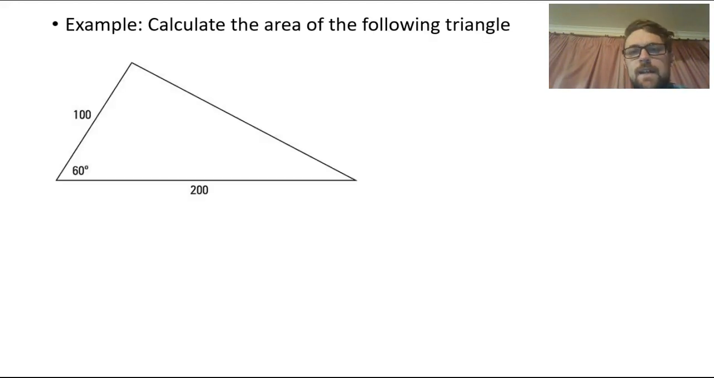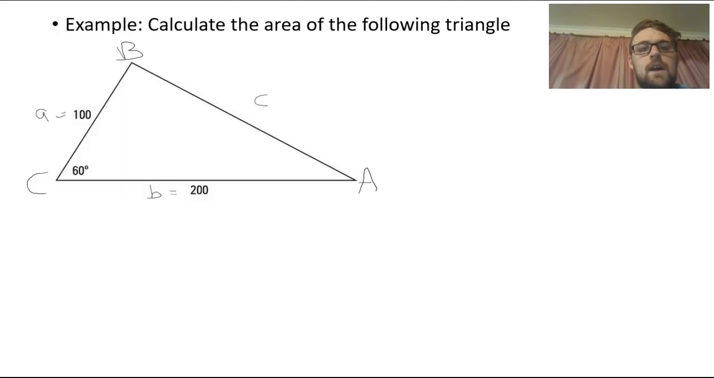Okay, so let's have a look at an example now. So the first thing I want to do, and this isn't necessary, but to start with, I would highly recommend it, is I want to label my triangle. So I'm going to label this A, this B, and this C. And it doesn't matter what you label it as long as you're consistent. So if this is C, it means my opposite angle is capital C. Opposite A is capital A, and opposite B is capital B.